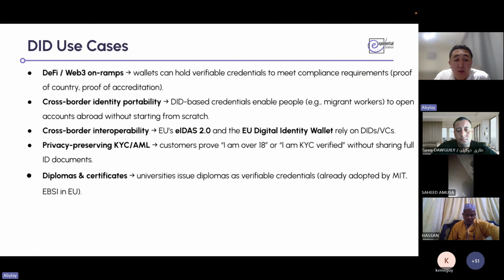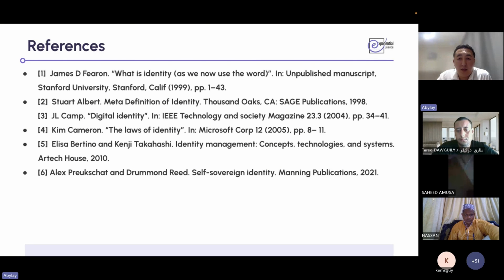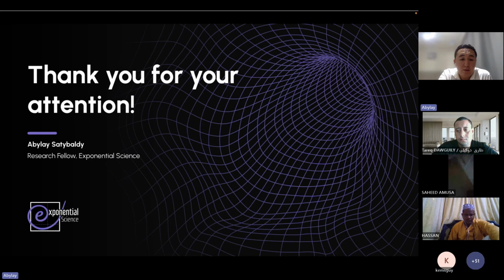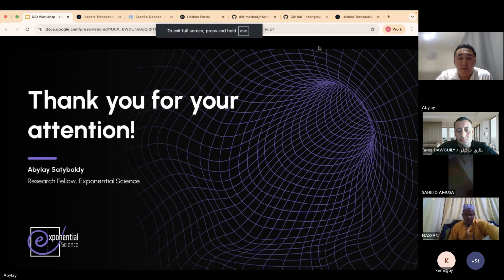And also diplomas and certificates. Universities usually issue diplomas as verifiable credentials, and it was adopted by MIT and some other universities in the world. So these are the use cases that I see, but please share your thoughts on what kind of use cases are interesting and viable for DIDs. These are references. I can provide the slides to you, so you can check them later.